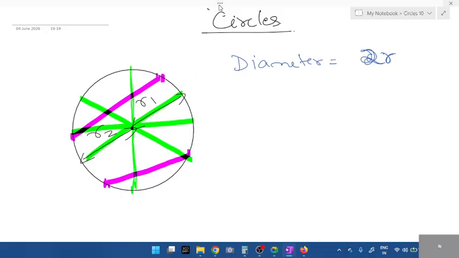So the green lines are diameters. What about the pink line? What do you call whichever line doesn't pass through the center but touches the circumference? What do you call that? Very good. What do you call the pink line? We call it a chord. So what is a chord, students? A chord is not a diameter. Okay, a chord is a line which doesn't pass through the center.